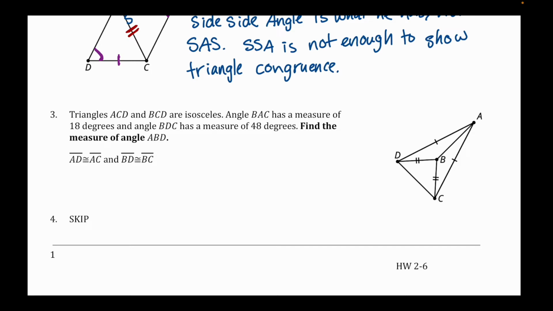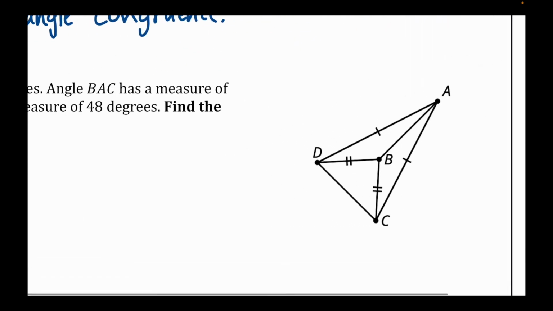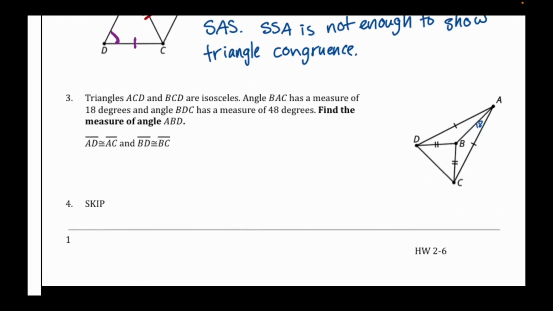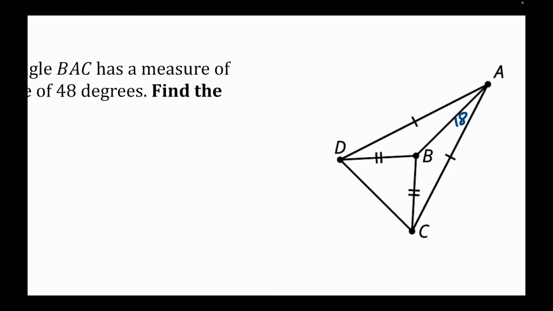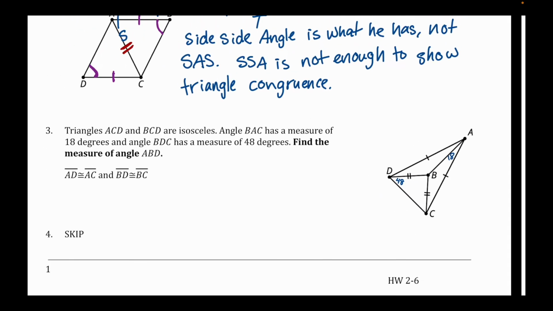I'm going to label first what they have on the inside here. They said BAC has a measure of 18 degrees, so I'm going to write that in here real small. And they said BDC has 48. So BDC, this angle down at the bottom, is 48. They want us to find the measure of angle ABD. ABD is right here. I'm going to mark this one in red. We want to know what that is equal to.